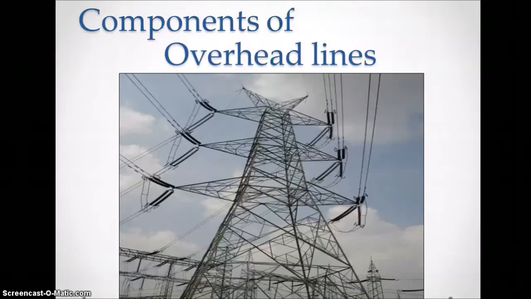Hello everyone. I'm going to talk about the components of overhead transmission lines. A power system comprises three main components. From the previous classes, we might have understood those components. That is nothing but the generating station, transmission system, and distribution system.